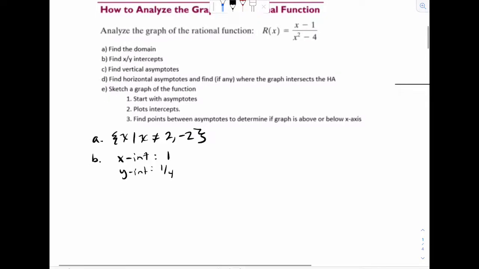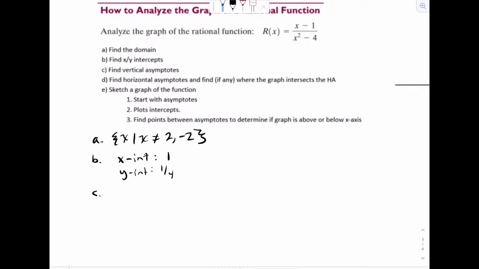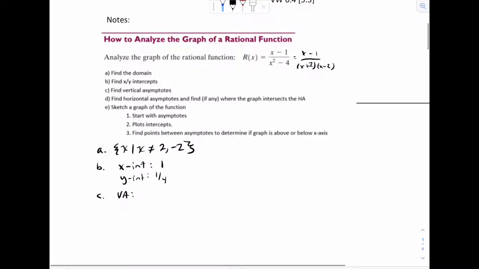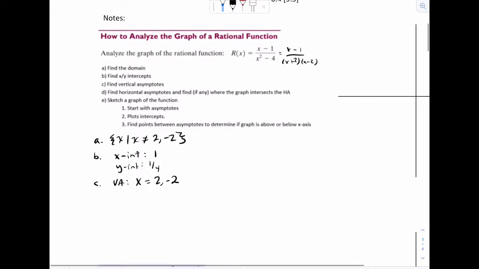Next one, vertical asymptote. So let's put VA. If I look at this thing, that's x minus 1 over x plus 2, x minus 2. Note that nothing can be simplified, so just take the bottom. X should equal 2 or negative 2. For D, we have our horizontal asymptote. Since the bottom degree is larger, that's going to be y is equal to 0.